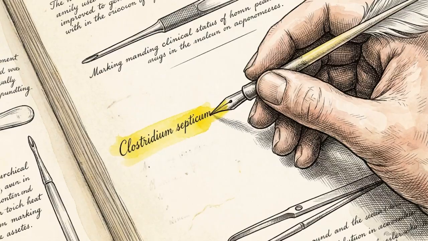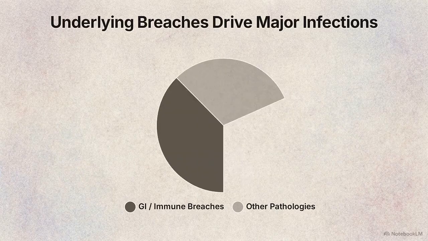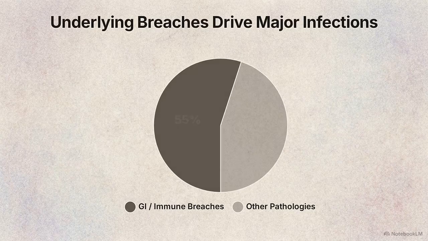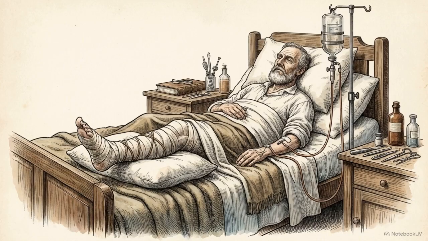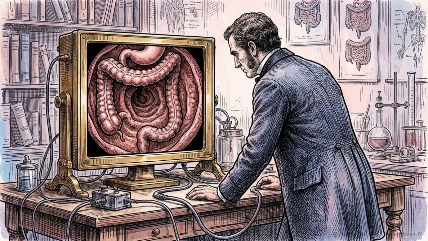The presence of this specific organism carries a critical board association. Over 50% of patients with C. septicum bacteremia have an underlying colon malignancy, inflammatory bowel disease, or neutropenic enterocolitis, providing the physical breach in the gut wall. Treating the immediate myonecrosis with surgery and antibiotics is only half the battle. Any patient who survives spontaneous gas gangrene must undergo aggressive investigation to rule out a hidden gastrointestinal malignancy.